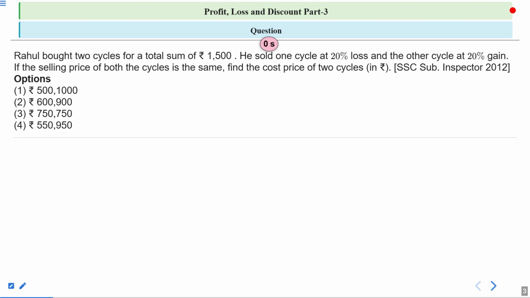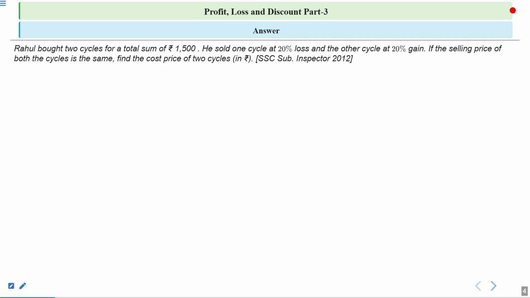Now time's up. Let's see the solution of this question. The question says that the total cost price of both the cycles is given, which is 1500 rupees, and we don't know the selling price. But we know that one of the cycles was sold at 20% loss and another at 20% gain. So we can let the cost price of the first cycle be x rupees. So the second cost price will become 1500 minus x. Then we can calculate the selling price and then we get the final cost price of the cycles. So the correct answer of this question is the second one, which is 600 and 900 rupees.